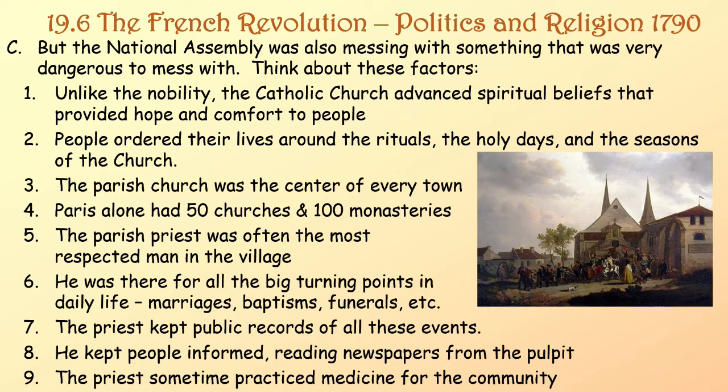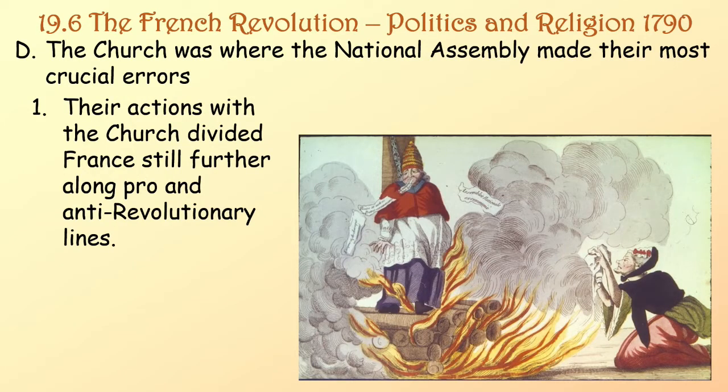The priest kept public records of all these events. And he kept people informed, reading newspapers from the pulpit. And the priest sometimes practiced medicine for the community. The church was where the National Assembly made their most crucial errors. Their actions with the church divided France still further along pro- and anti-revolutionary lines.